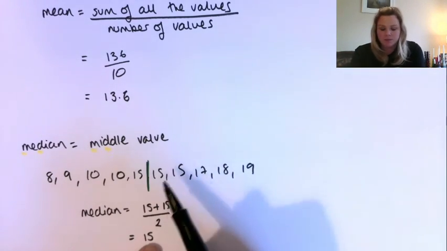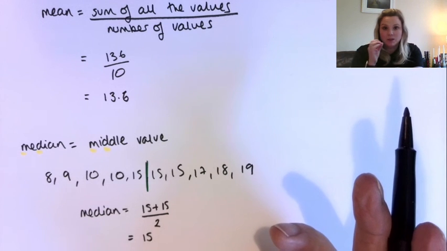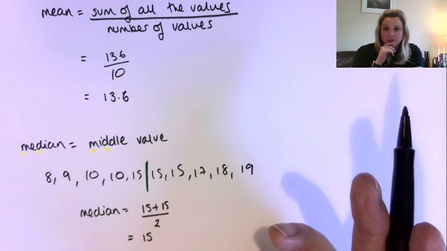Now sometimes if you have an odd number of values, so say we only had 9 values, then there will just be one middle value.